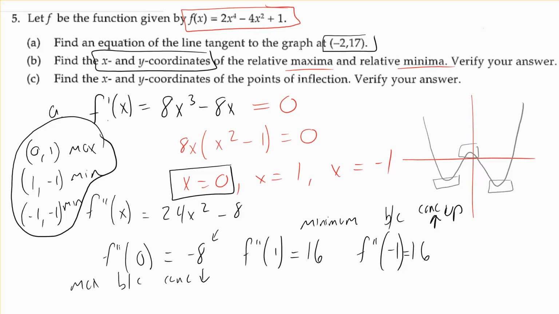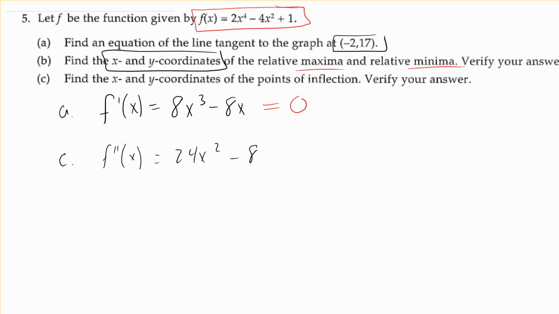And then in C, we will set the second derivative equal to 0 and subtract the 8, divide by the 24. x squared equals 1/3. So x equals plus or minus square root of 3 over 3. So those could be our points of inflection.